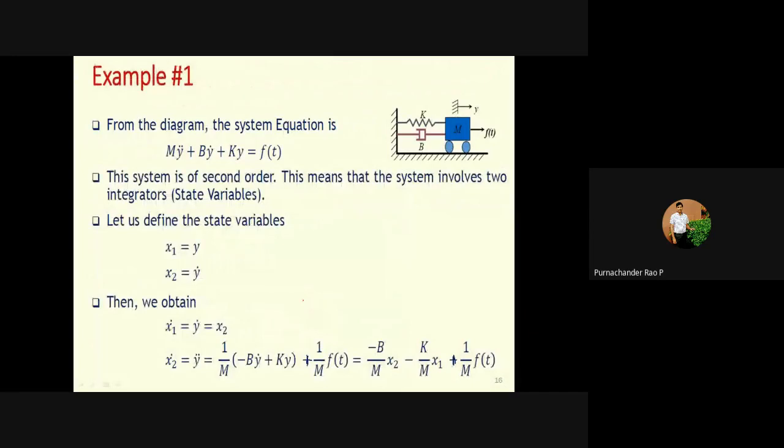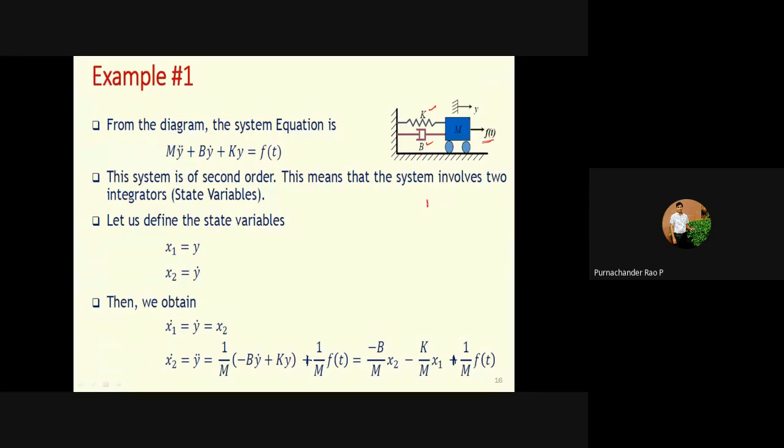So I will take an example here of how to represent the state model. Normally this is a mechanical system. This is given by the mass m. You are applying the force, and this mass is connected with the dashpot and the spring k. So this is your equation here.